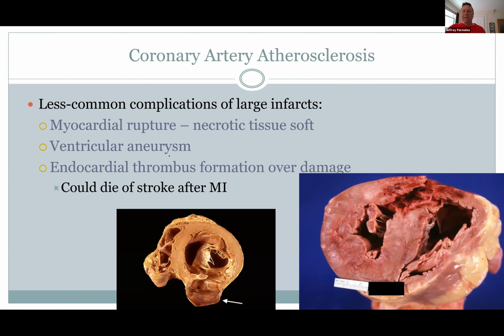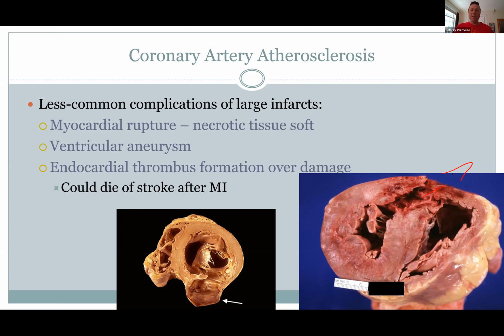Some less common things can happen, like a myocardial rupture. My goodness, yeah. It usually happens, like I say, about 5 or so days after the heart attack. It's really soft, that tissue, and that pressure can blow a hole in the heart. And then it's going to bleed like crazy into the pericardial sac. I'll tell you what happens then. Or it can be an aneurysm where it can balloon out.